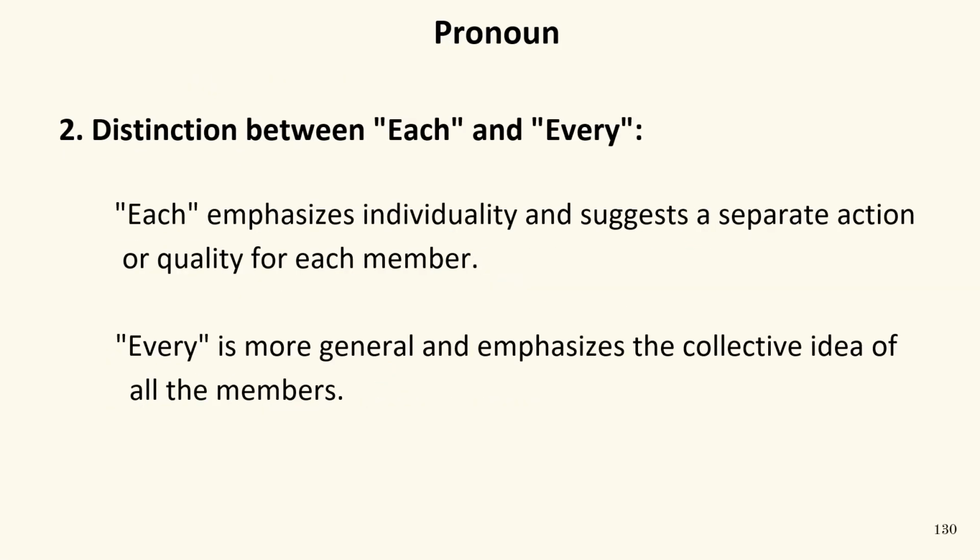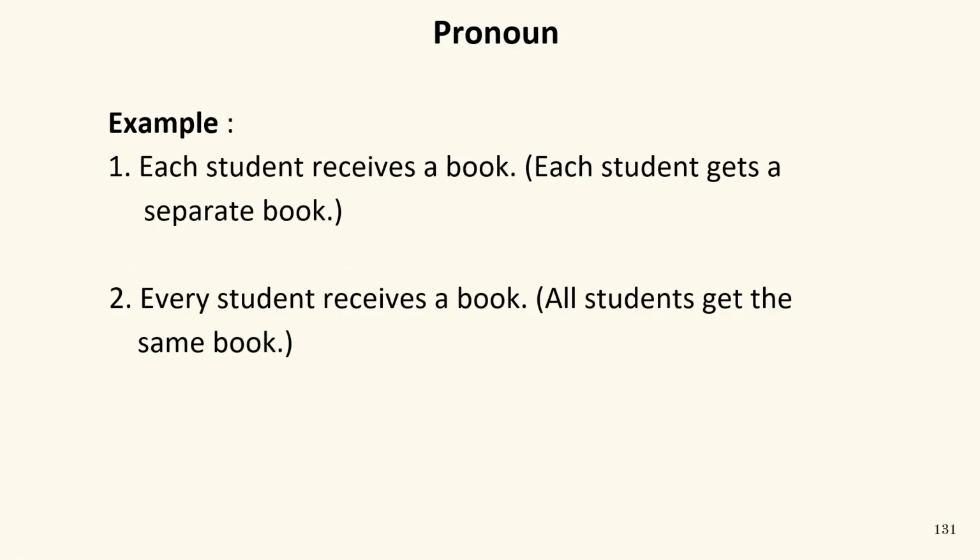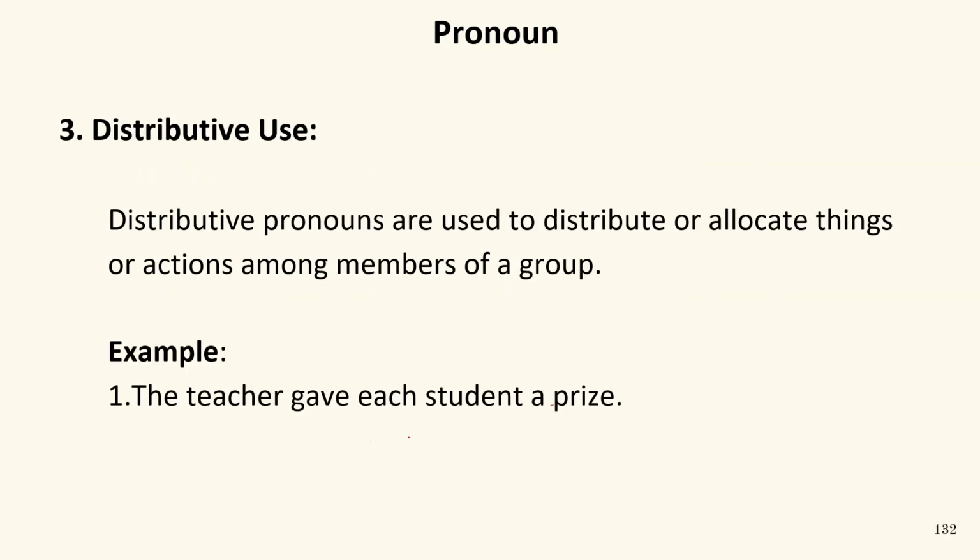Now each and every. Each emphasizes individuality and suggests a separate action or quality for each member. Whereas every in general emphasizes the collective idea of all the members. Each student receives a book. It means each student gets a separate book. Now every student receives a book. All students get the same book. This is the difference between each and every.